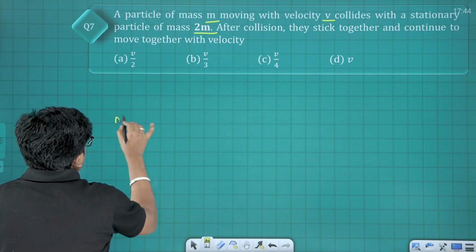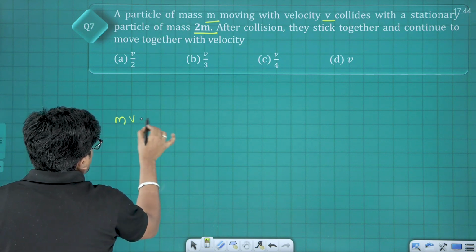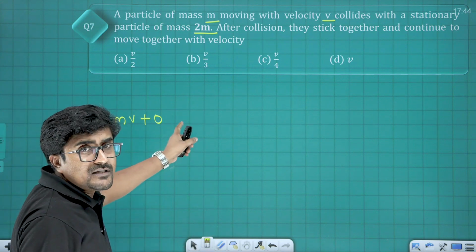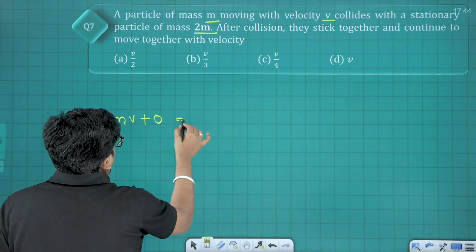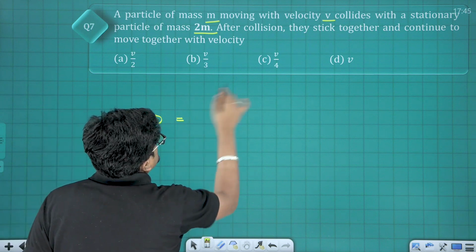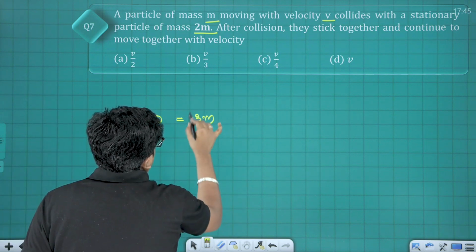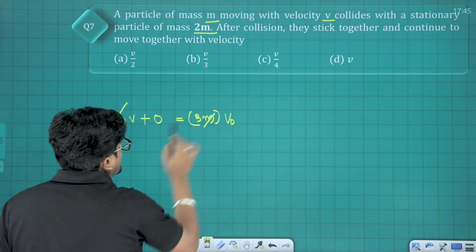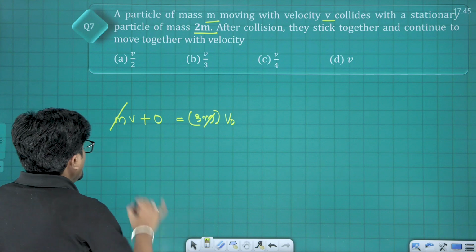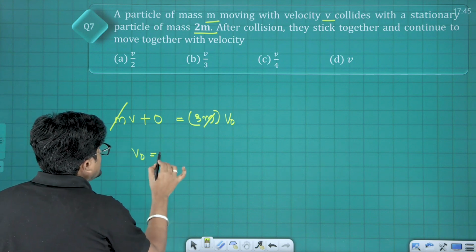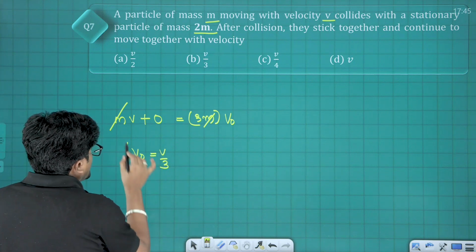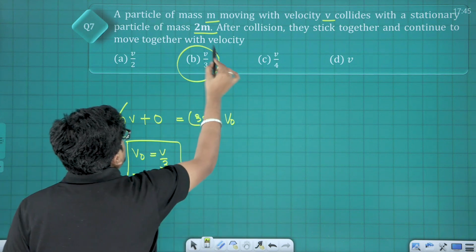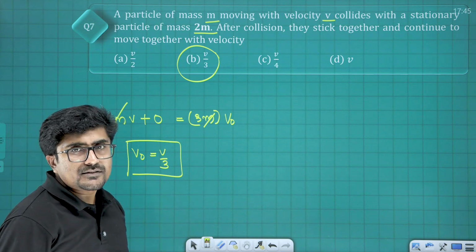So mass m, which was coming with a velocity of v, is hitting a body which is at rest, so the linear momentum of that is going to be 0. Now altogether the mass is moving, so the total mass is 2m plus m, that is 3m, and it must be having a common velocity v0. So definitely this one and this one will cancel each other, isn't it? Now I can say that v naught is going to be v by 3. That means option B must be the correct answer in this case.